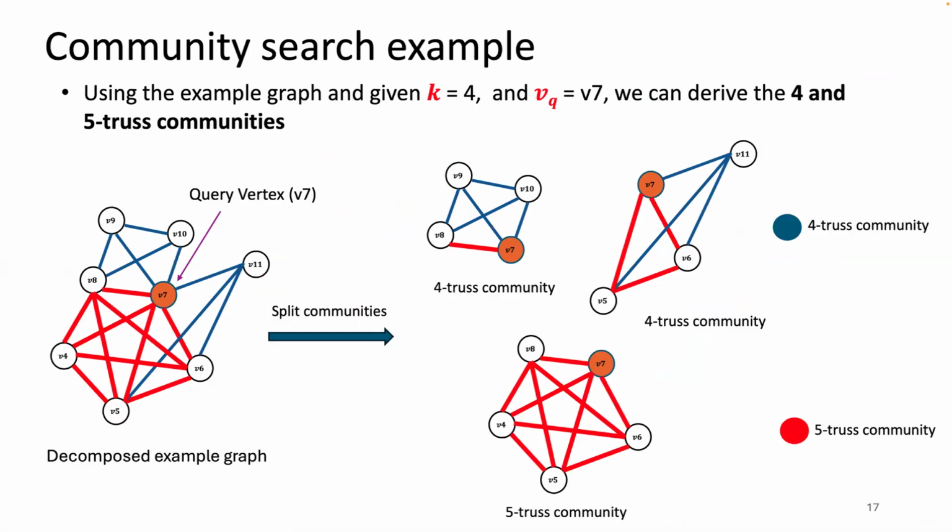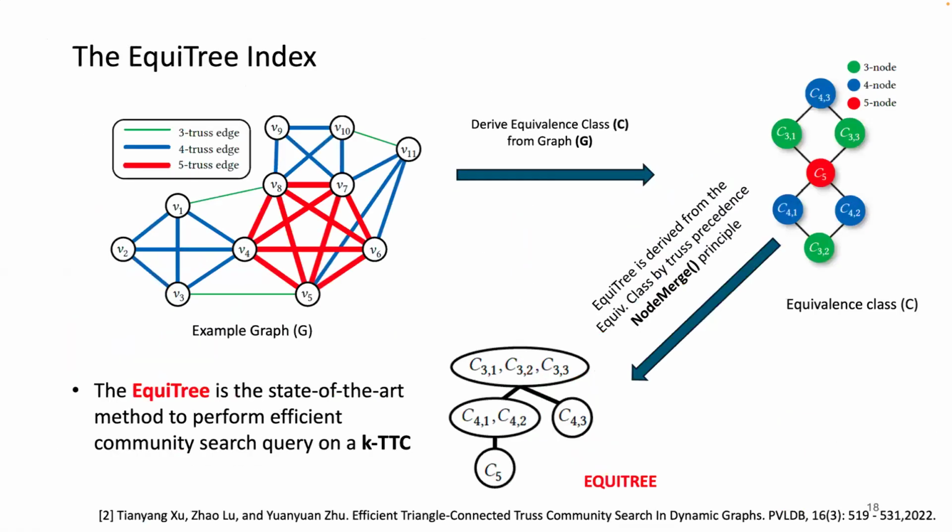We want to be able to get the community in the smallest amount of time that we can. We can do that with K-Truss, but it's actually very slow. So the equity index is the state-of-the-art method to perform efficient community search queries on a K-Truss. So that's why we need the equity index.